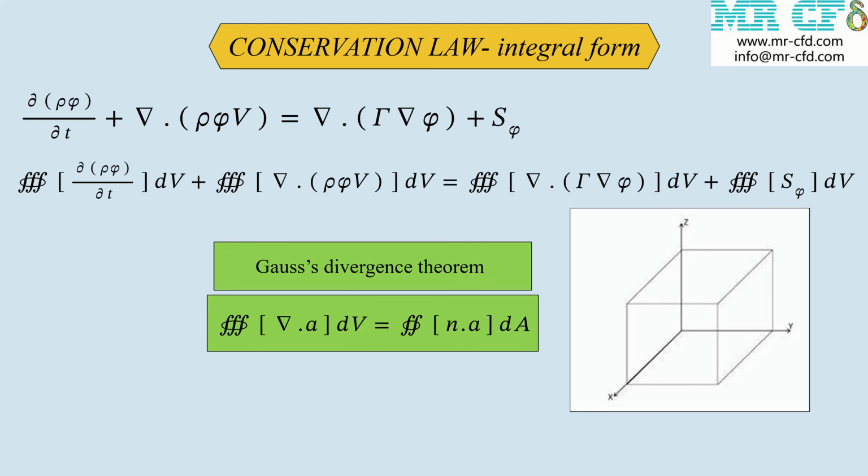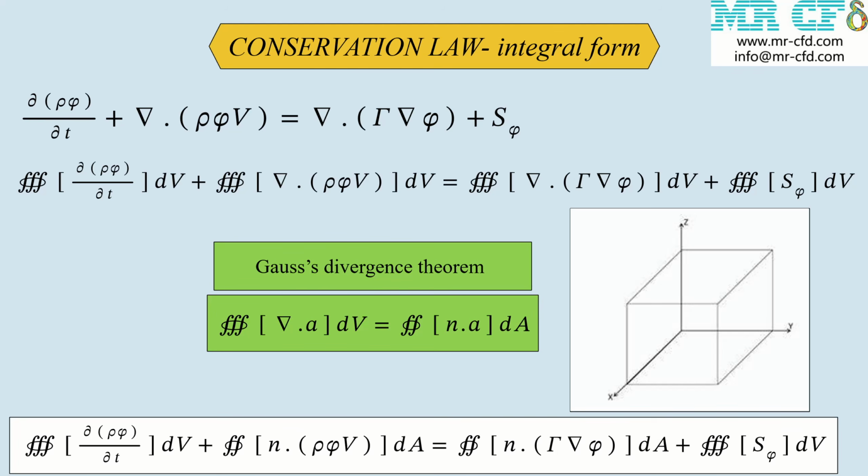By using Gauss's divergence theorem, we can convert volume integrals to surface integrals. Gauss's divergence theorem states that the surface integral of a vector field over a closed surface is equal to the volume integral of the divergence of the vector over the volume enclosed by the closed surface. Vector n is the unit vector in the direction normal to the surface dA. The volume integrals in the second term on the left-hand side, the convective term, and in the first term on the right-hand side, the diffusive term, are rewritten as integrals over the entire bounding surface of the control volume.